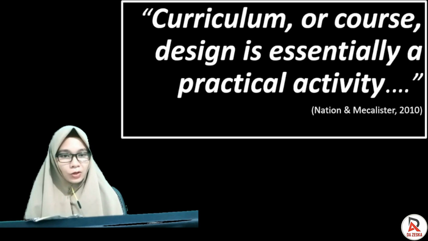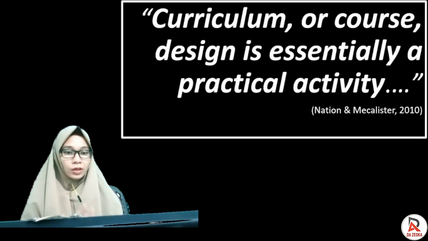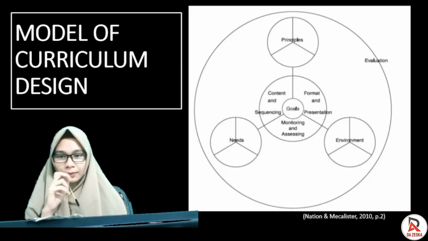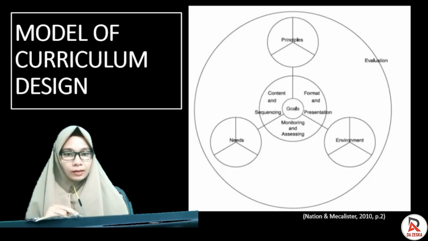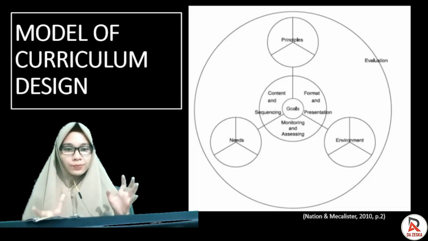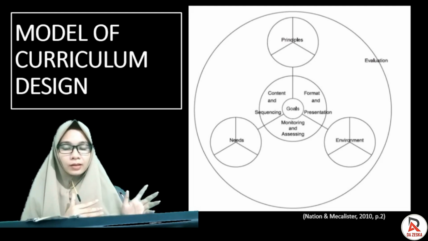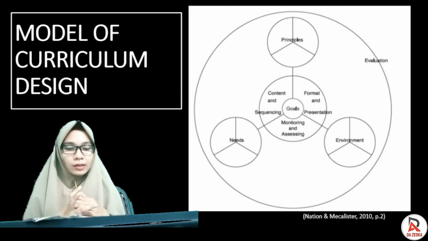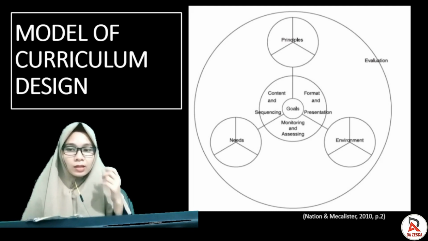And without further ado for that quote, because I also think that you can understand what this quote means, we'll just continue to this. There is a picture here. It is on my right side right now. So this picture is a model of curriculum design. And this model is not created by me, but this is from Nation and McAllister again.